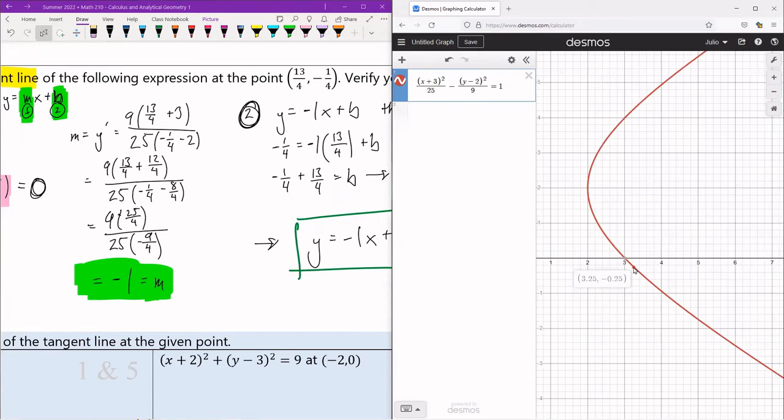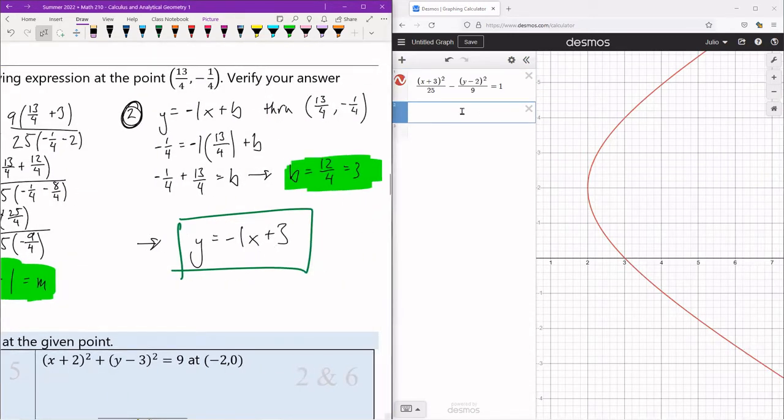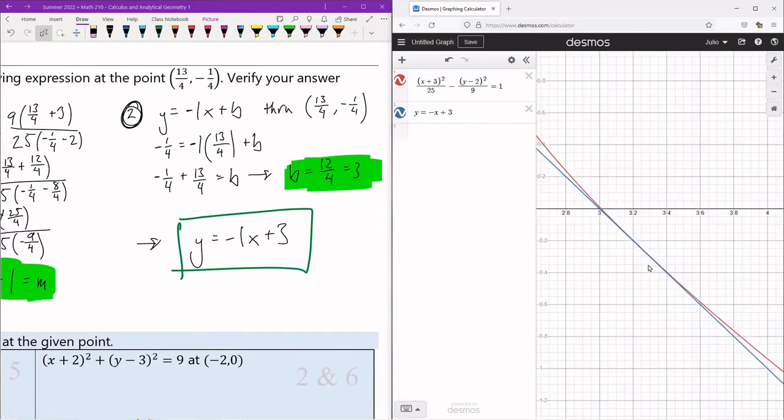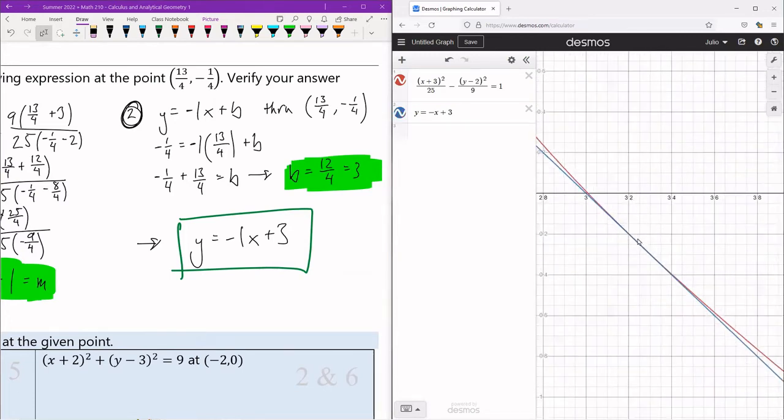We have an answer. We just get to graph it and see what happens. So I'm going to go ahead and plug this in. Our answer is minus x plus 3, so y equals minus x plus 3. And lo and behold, it looks pretty tangent to me. Look at that. There we go. So 3.25 right there. That looks pretty tangent to me.